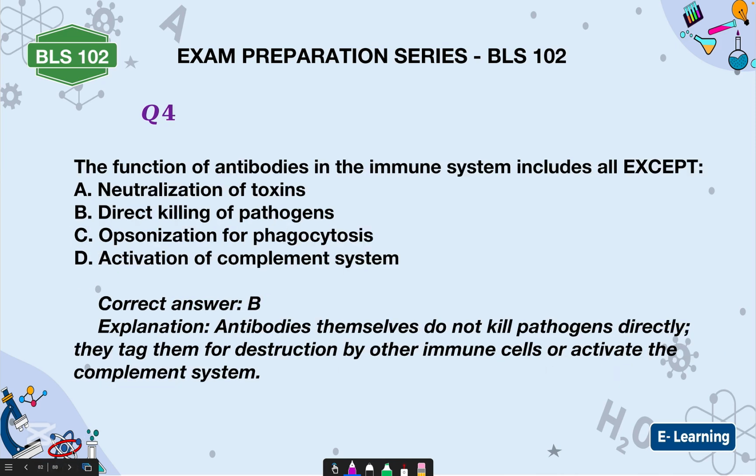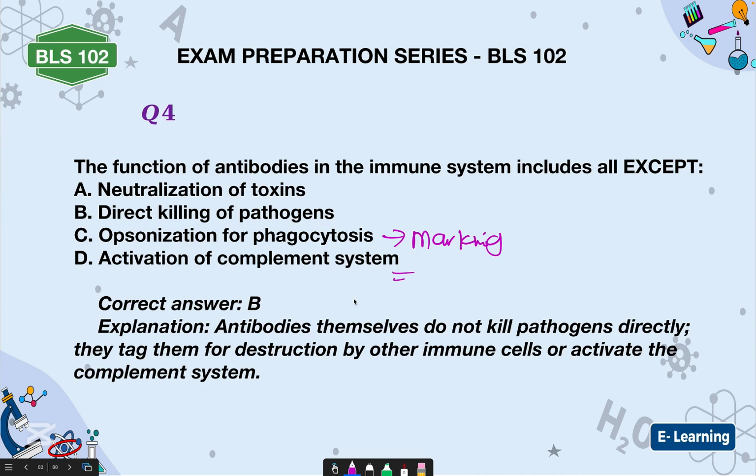All right. The function of antibody in the immune system include all except neutralizing of toxin, direct killing of pathogen, opsonization for phagocytosis, activation of the complement system. Now, antibodies do not kill pathogen directly. What they do is either they neutralize. Opsonization, you know what opsonization is now for phagocytosis. Opsonization means marking them for destruction. Are you getting it? Then activation of the complement system, of course, but they don't kill the pathogens directly. Antibodies do not kill directly.